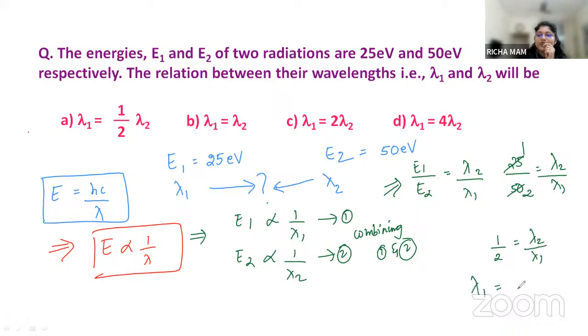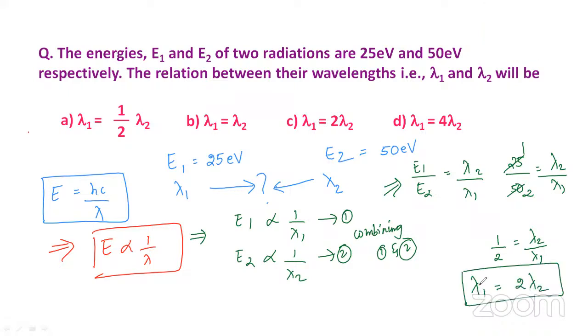So lambda 1 is what? 2 times, option C. Yes. Lambda 1 is 2 times lambda 2. So option number C. Option number C is the answer. Is it clear now?